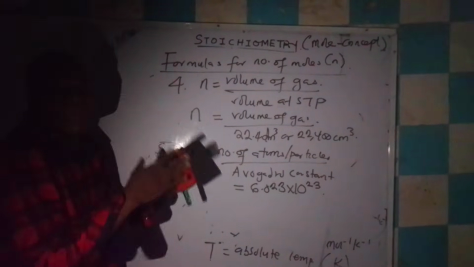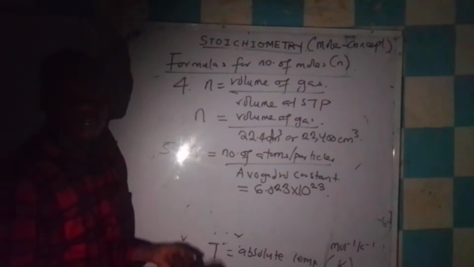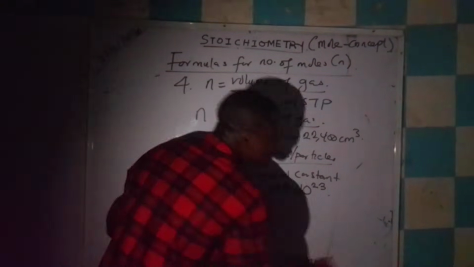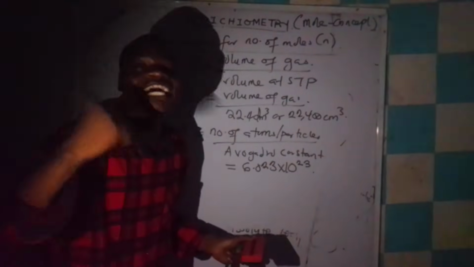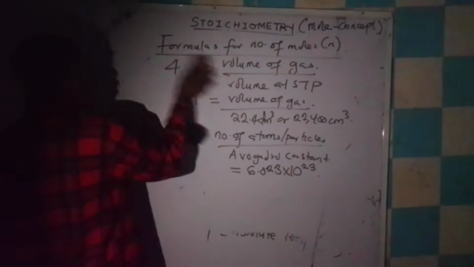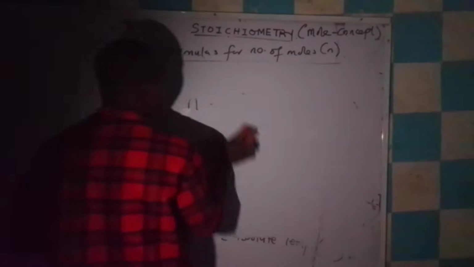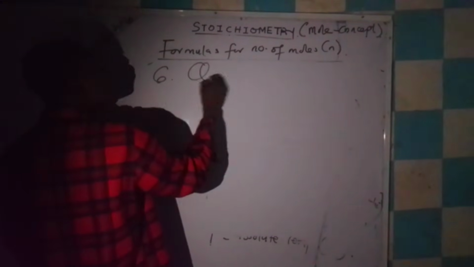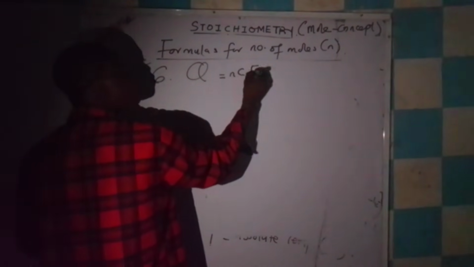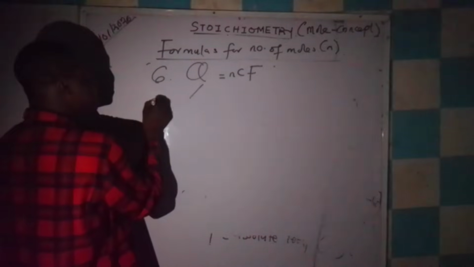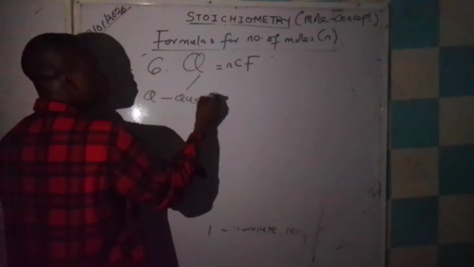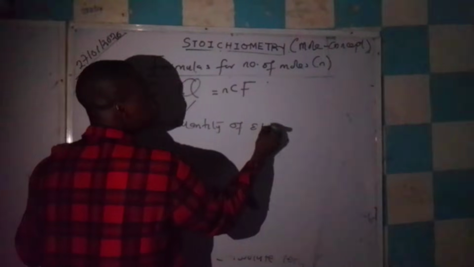If you want to know anything about the number of moles, you have to know all these formulas. But there is one formula that students don't understand, and this formula is obtained from electrolysis. Making number 6, the formula is Q equals n C F. Our Q here is the quantity of electricity.